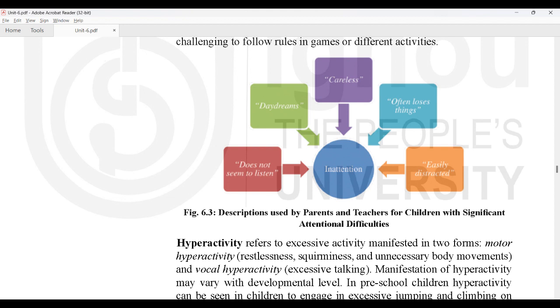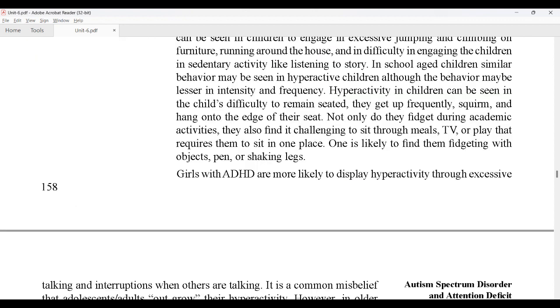Manifestation of hyperactivity may vary with developmental level. In preschool children, hyperactivity can be seen in children engaging in excessive jumping and climbing on furniture, running around the house, and in difficulty in engaging the children in sedentary activity like listening to a story. In school-aged children, similar behavior may be seen in hyperactive children, although the behavior may be lesser in intensity and frequency. Hyperactivity in children can be seen in the child's difficulty to remain seated.